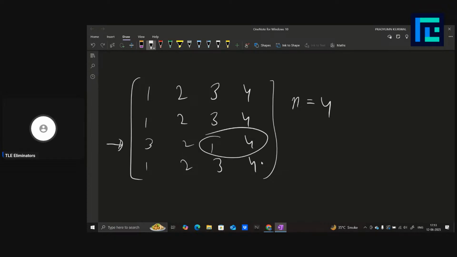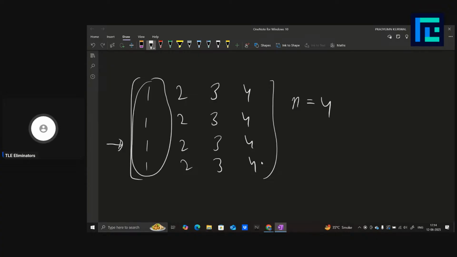If I reverse this thing, then it will become 4 and 1. So we can do it like this, and we can do it on multiple rows as well. We can do it on any row at any point in time. So we have to do at most 2n operations and print a sequence which gives us that every column is a permutation.